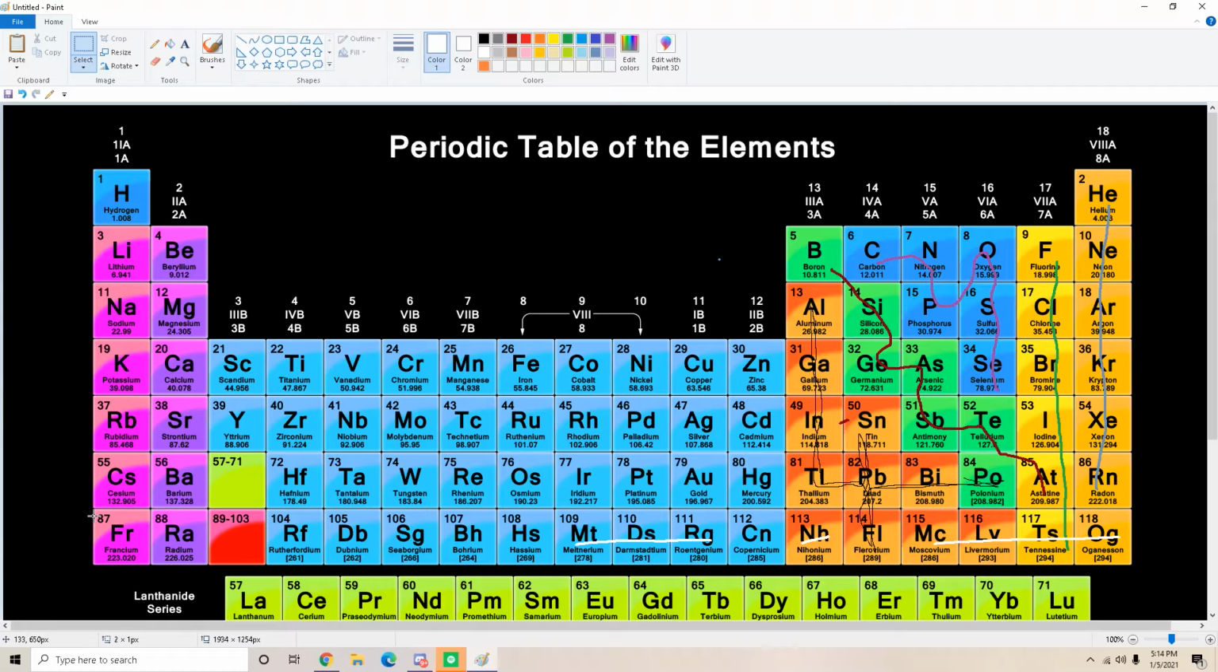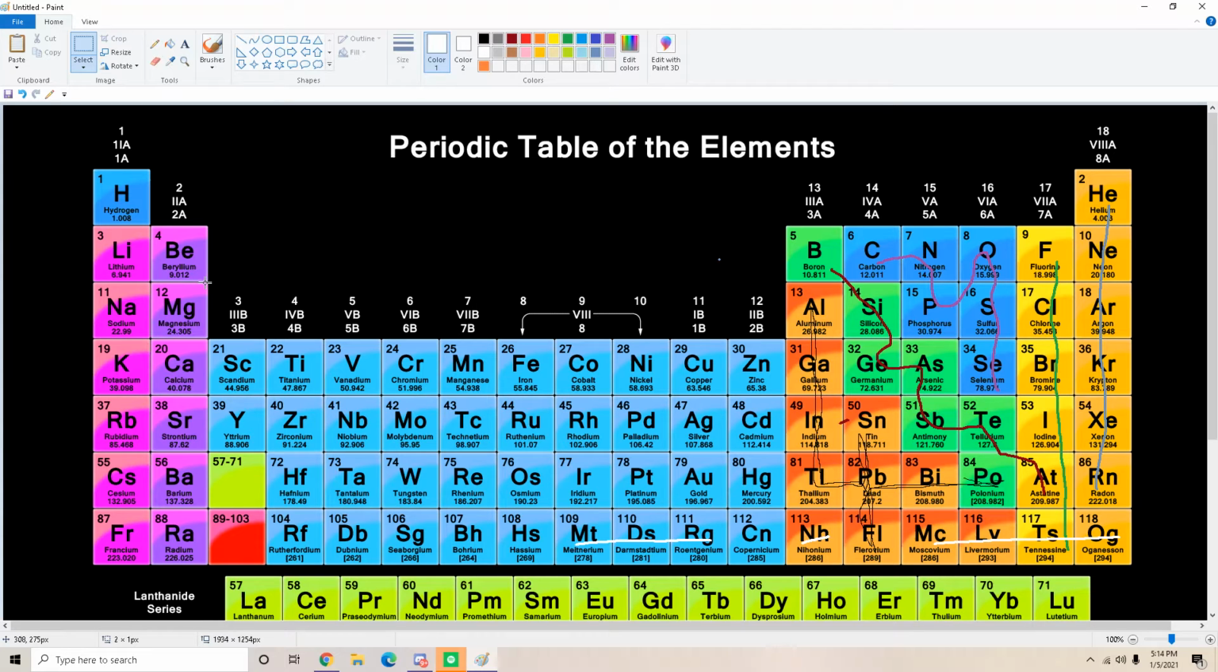Group 2 right here. They're alkaline earth metals, the second most reactive metals on the table. They are very unstable and also very reactive metals. So they're the second most reactive metals in the periodic table.